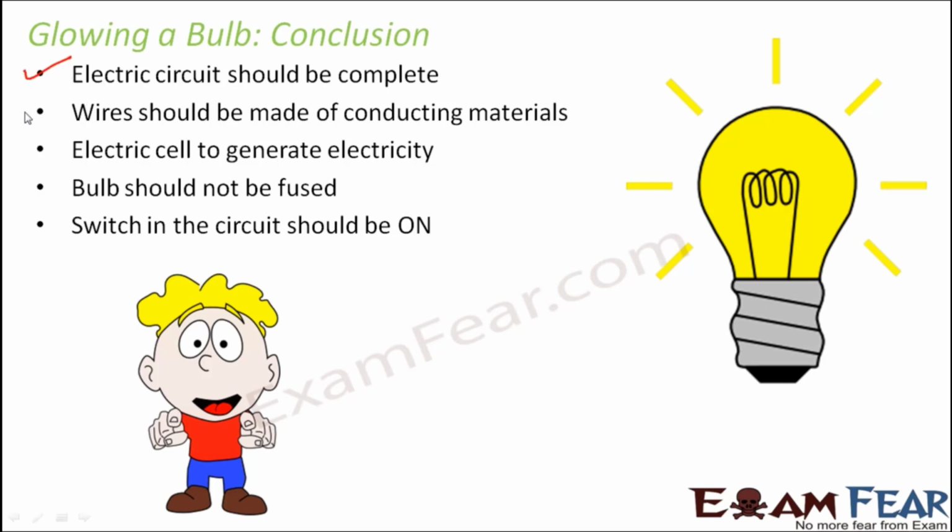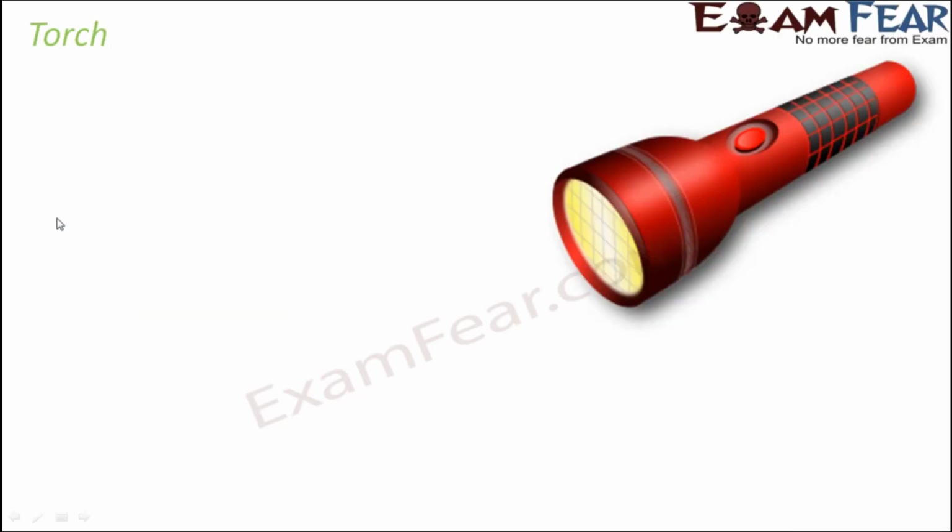So these are some of the important factors which decide how we can ensure that electric current flows through a circuit. Now, based on whatever basic things we have learned about an electric circuit, let us try to understand how a torch works. Now, I'm sure all of you know what a torch is. A torch provides us light when there is a power cut.